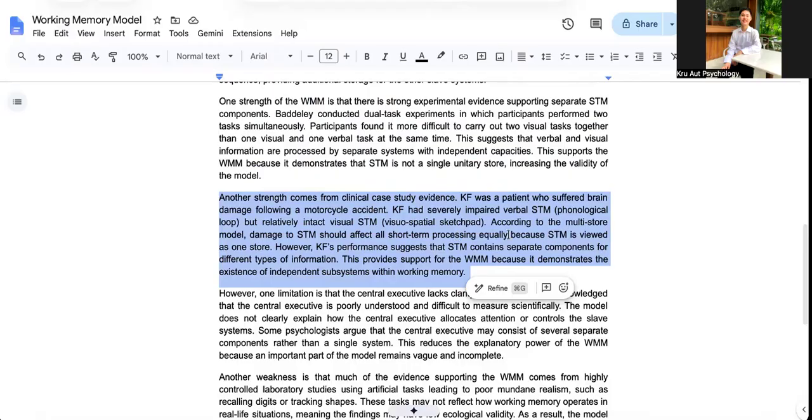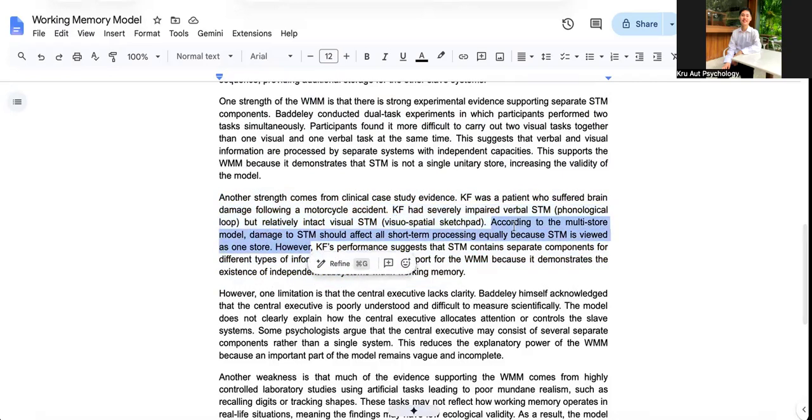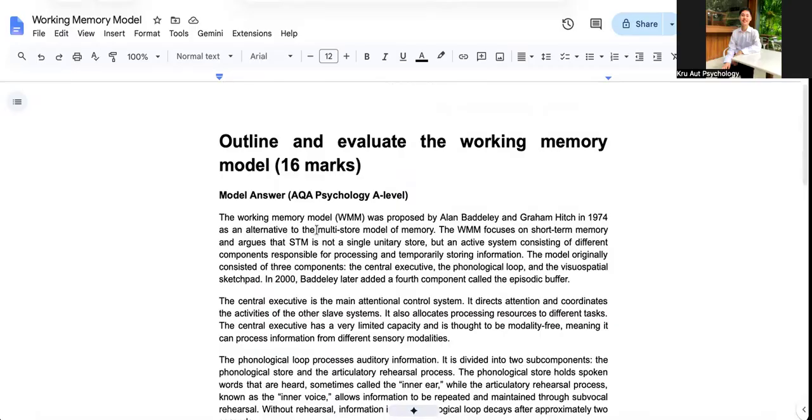Because short-term memory is viewed as one store there, here, however, KF's performance suggests that short-term memory contains separate components for different types of information. So the previous sentence on the multi-store model isn't AO1, it's part of the evaluation, and that's why we have it in here too. I remembered earlier I said that we don't actually need to refer to the multi-store model. In AO1, we can have it to say short-term or long-term memory is not a unitary store, like how it's claimed in the multi-store model. But that's just that sentence. We don't need more than that on the multi-store model in this question on the working memory model.